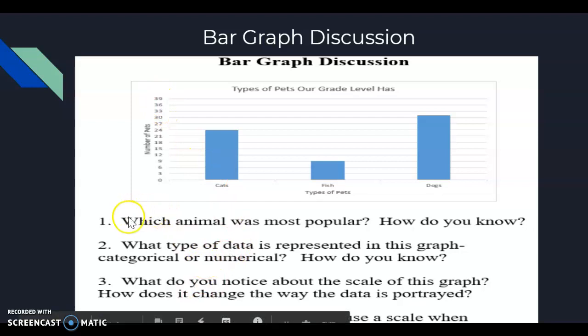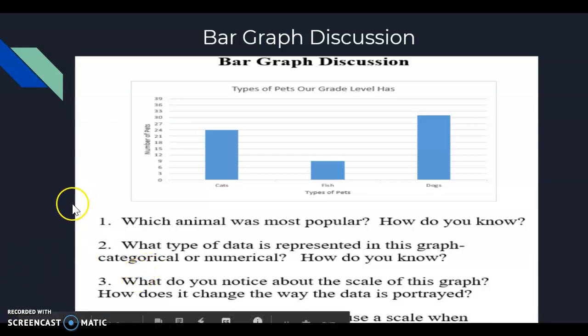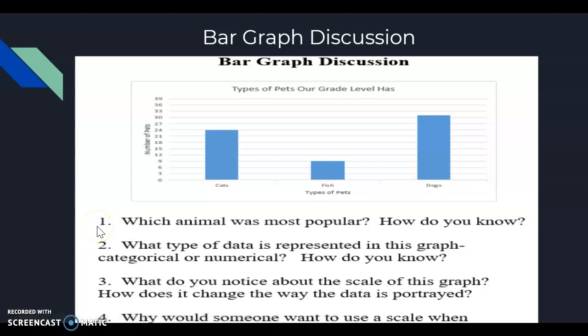Okay, so we're going to go through and answer these questions together. And if you're watching this recorded, I want you to be thinking about your answers. Pause it after each one and go into the graph and see if you can find the actual answers. Number 1 says, which animal was most popular and how do you know?